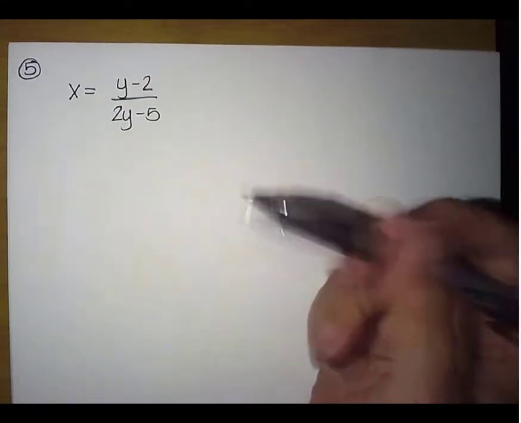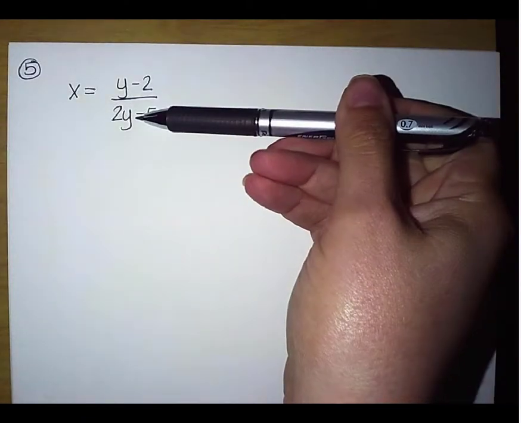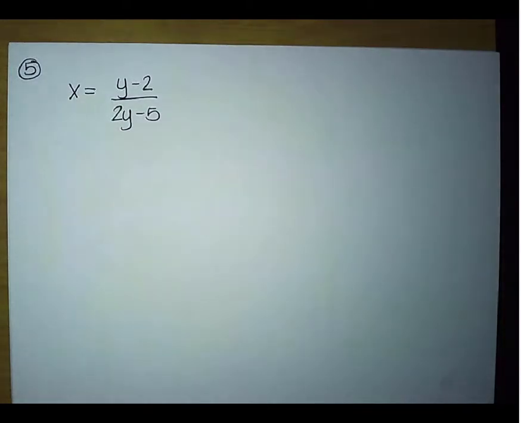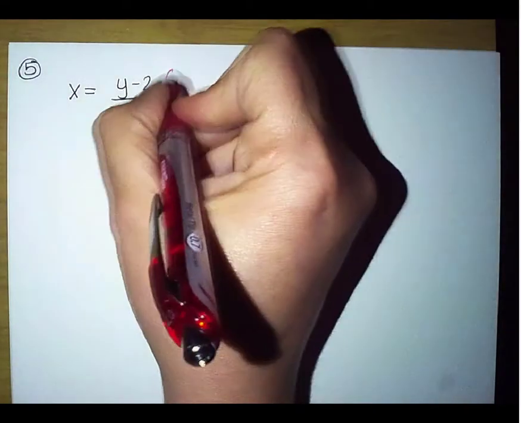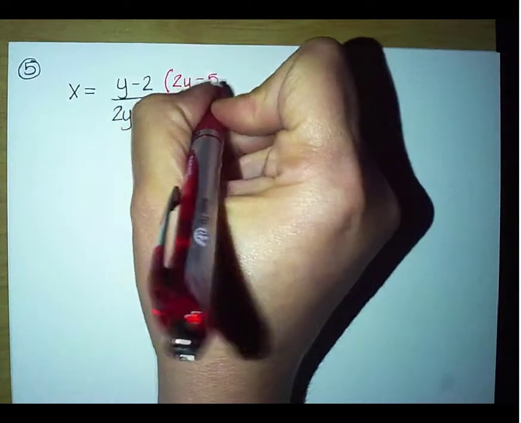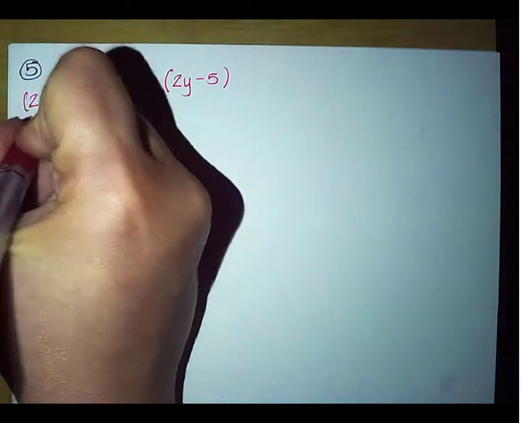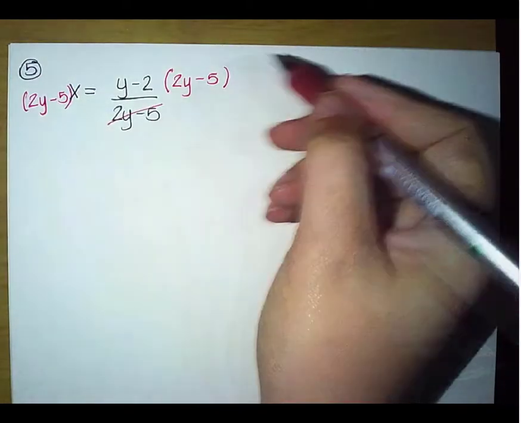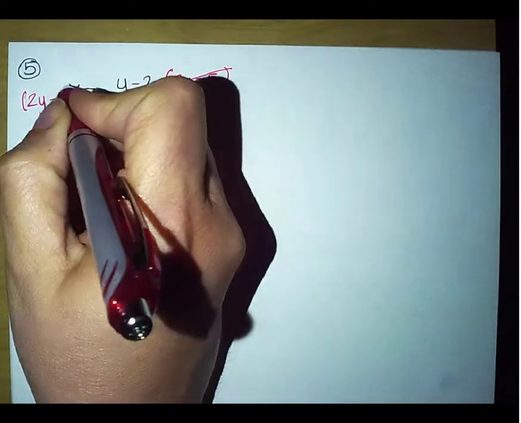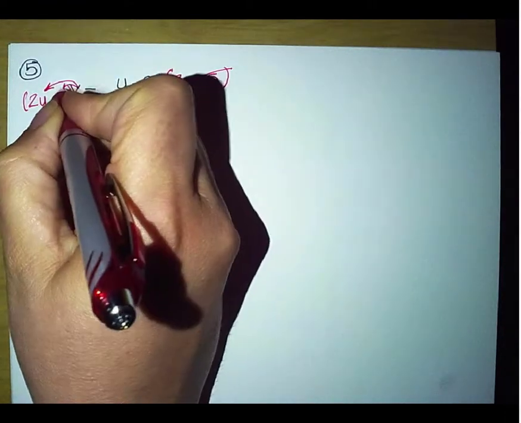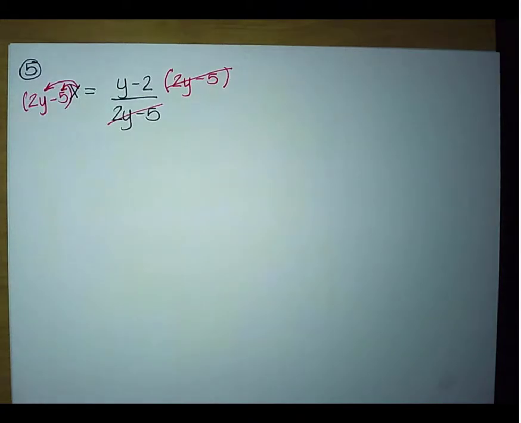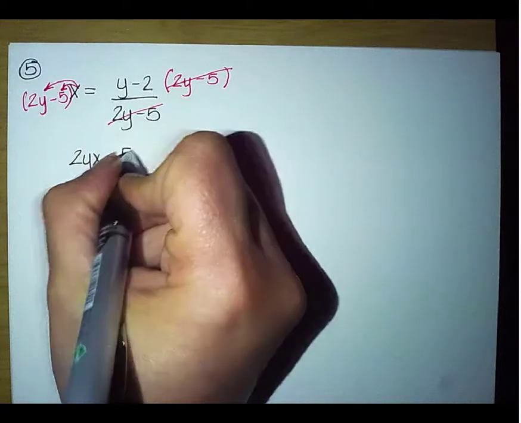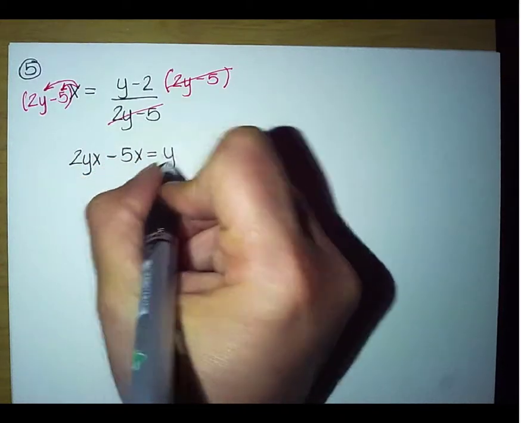So again, notice it's the same thing. I've got a y both in the top and the bottom of this fraction, but again, before I do anything else, I want to get rid of this 2y minus 5 on the bottom. So we are going to multiply both top and bottom by 2y minus 5. And as we do that, again, the 2y minus 5's over here on the right will cancel, and I'll need to distribute the x to the 2y minus 5. That's going to give us 2yx minus 5x equals y minus 2.